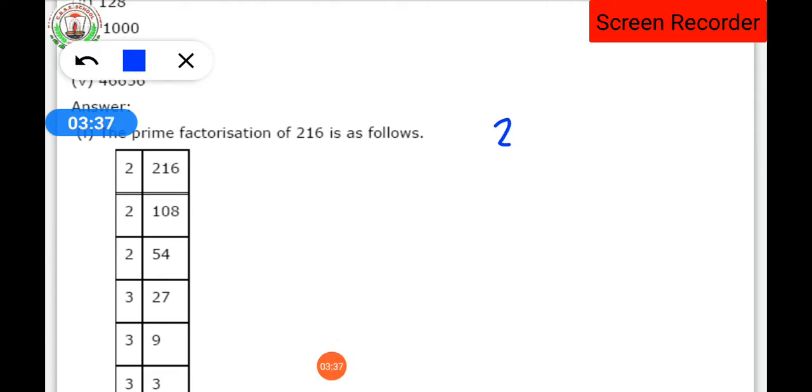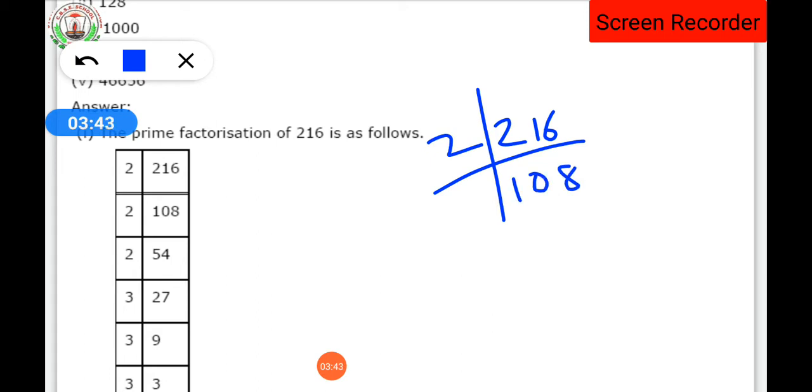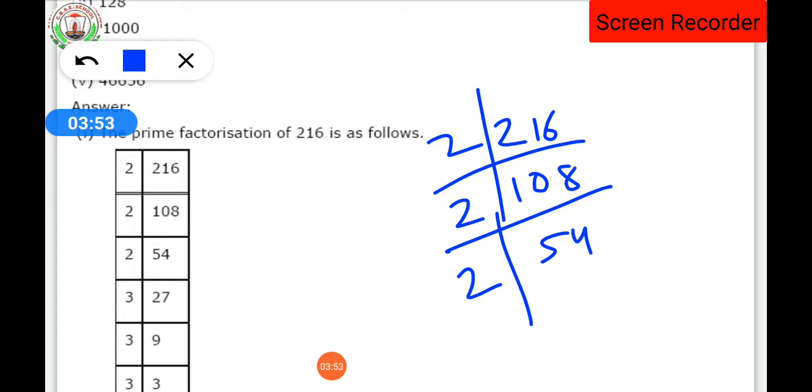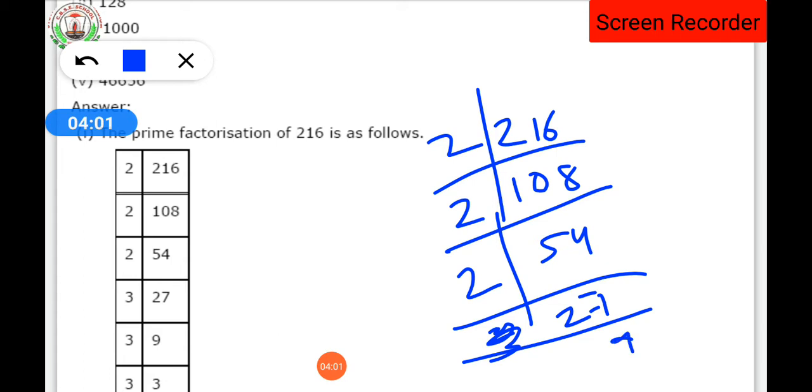So 216, everybody knows how to find the factors. It goes in the table of 2. How many times does it go? 108 times. Okay, then table of 2, again how many times does this 108 go? It goes 54 times. Then 54 goes in the table of 2 how many times? 27. 27 goes again in the table of 3. So how many times does it go? 9 times. Then 9 again in the table of 3 and 3.